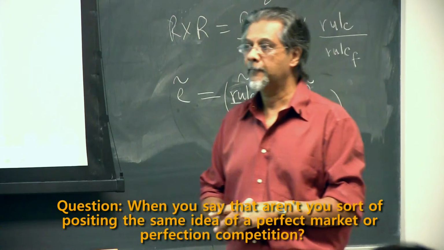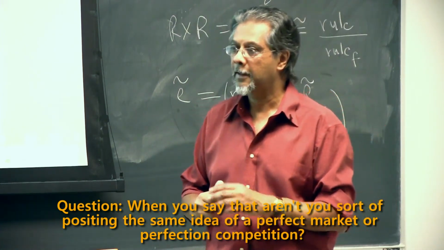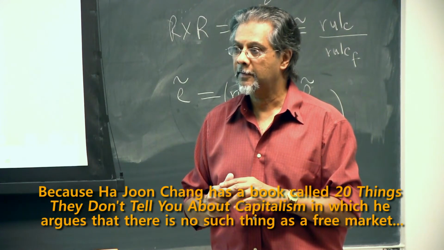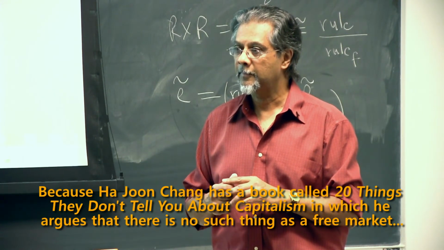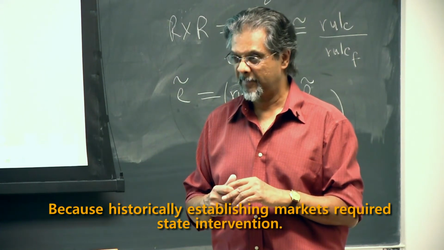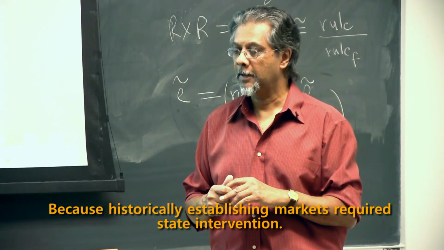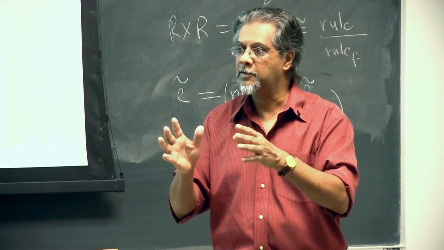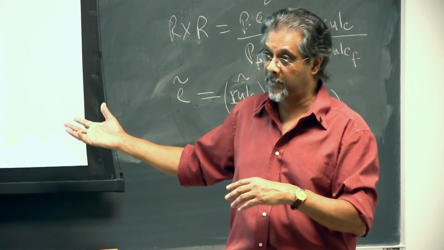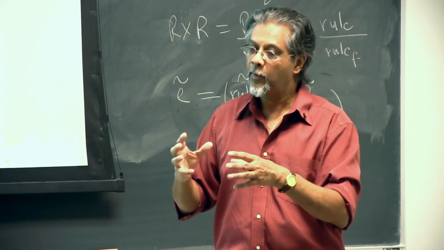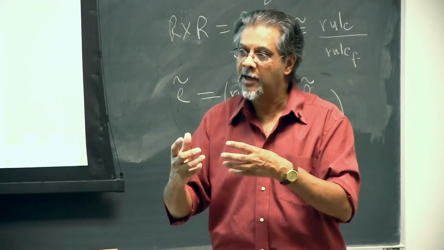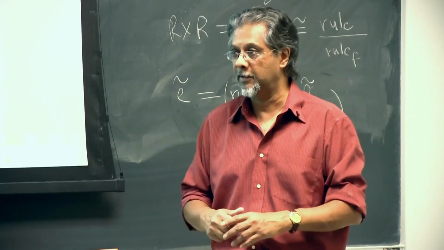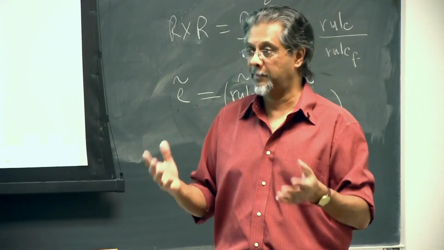So you say that, aren't you sort of falling into the same pitfall of departing from an idea of a perfect market or perfect competition? Because Ha-Joon Chang, I think, has a book, 23 Things They Don't Tell You About Capitalism or something like that, in which he says there is no such thing as a free market. Yes, that's a different thing, of the state as the base of a market. And I'm not using the word free market in the same sense as perfect competition. The question is, what is the inherent set of outcomes from market competition? And I believe market competition is the dominant force in the world. Absolutely the dominant force in the capitalist world.